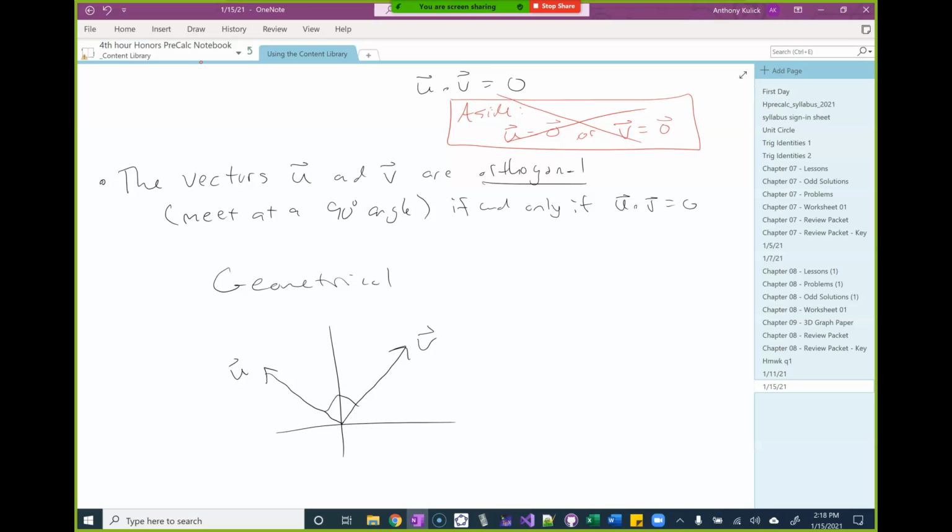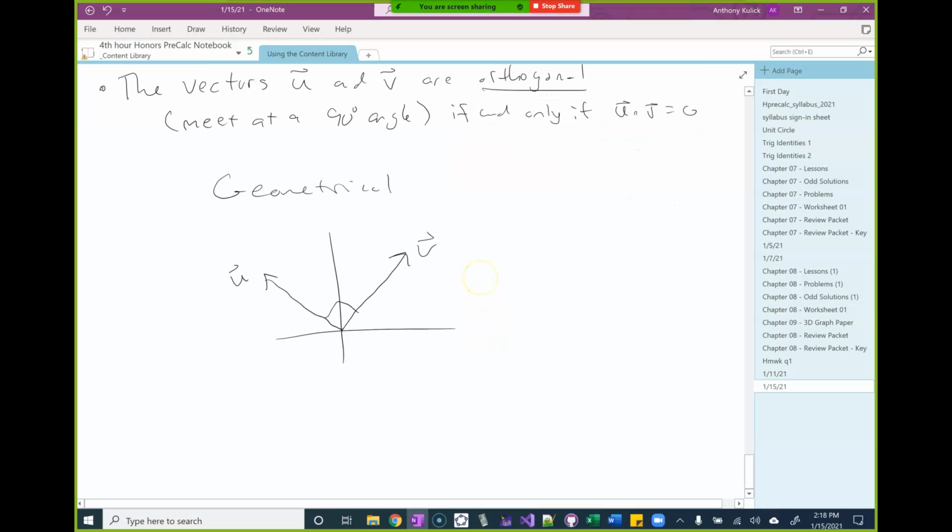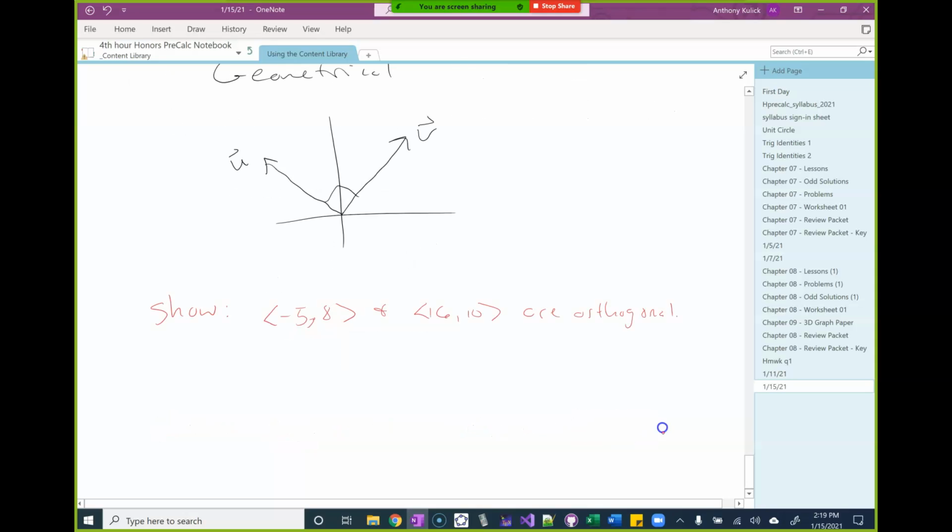So let's do a quick numerical example of that. To show these two vectors are orthogonal, all we do is show their dot product is 0.